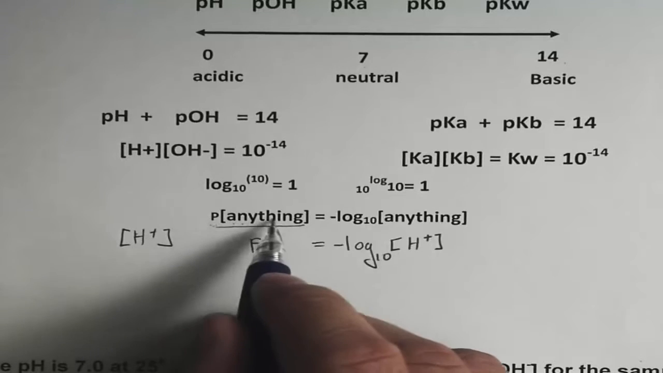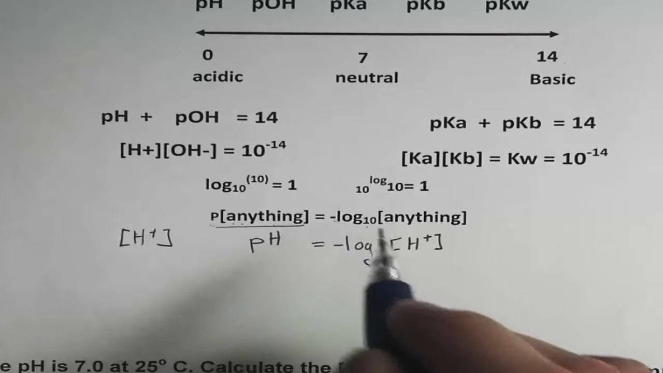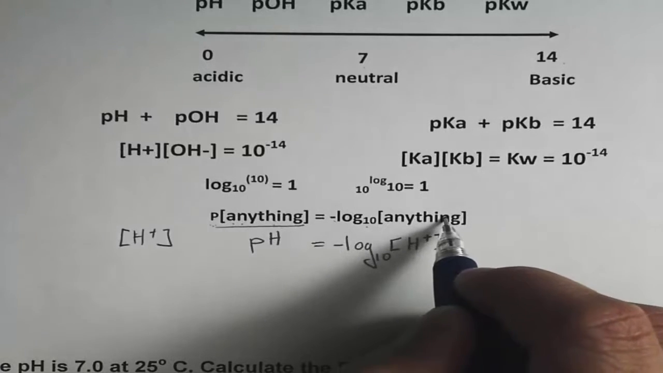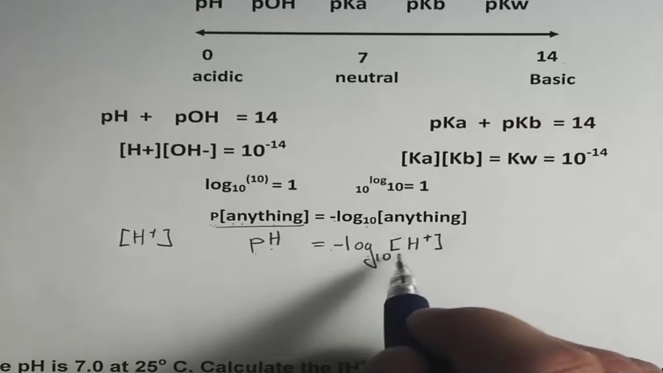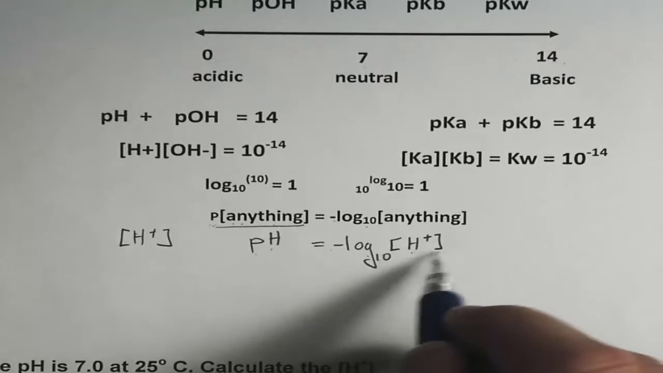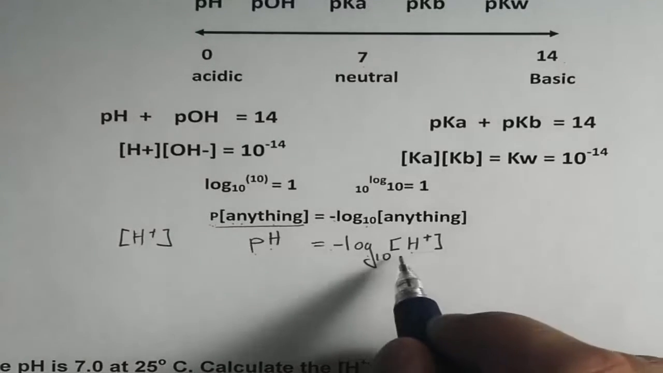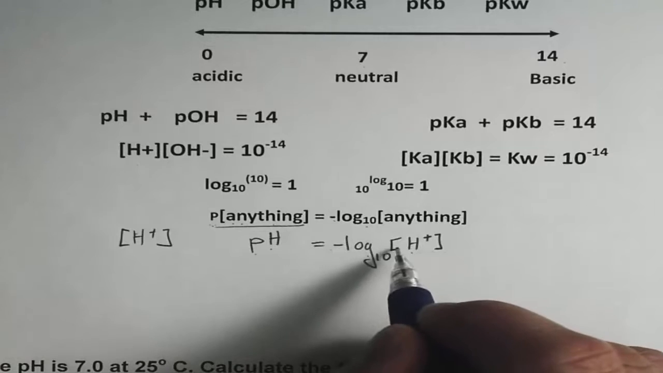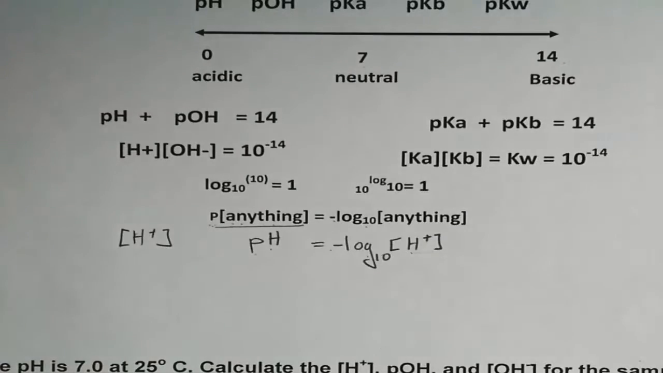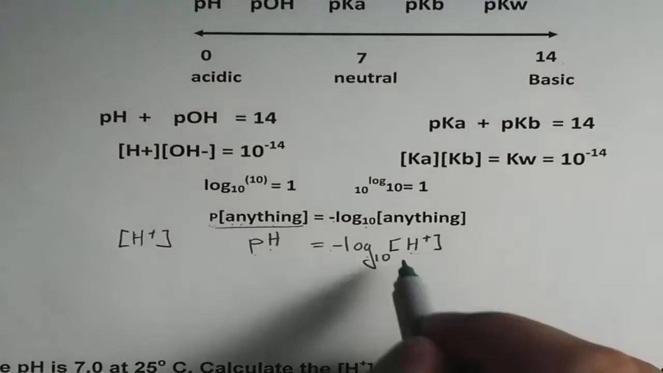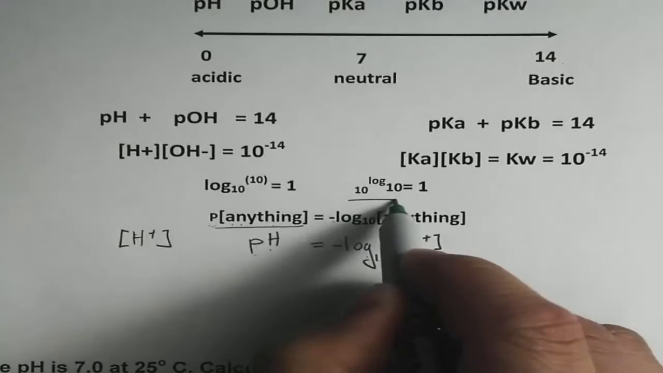P of the concentration of anything is equal to the negative log with a base of 10 of the concentration of that anything. Now if we look at it in terms of pH, of course we're going to have the negative log of H, and that is the concentration of H plus. The question is this: how can I solve for the concentration of H if I am given pH? So we have to go backward to solve for this concentration. Well, that's very easy based on these rules right here.